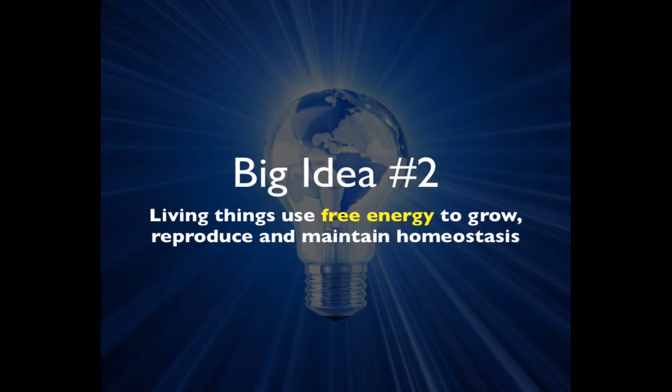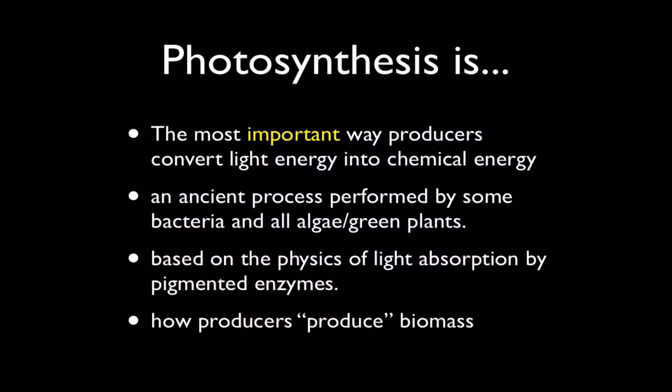Photosynthesis is where the chemical energy is coming from, or at least where most of it is coming from. Photosynthesis is the most important way that producers convert light energy into chemical energy. It's not the only way, but it's the most important way, the one that's most familiar and most common in Earth's ecosystems. It's also a very ancient process. It's been performed for billions of years by prokaryotic bacteria, and of course it's performed today by eukaryotic algae and green plants, along with photosynthetic bacteria that are still around and still doing very well.